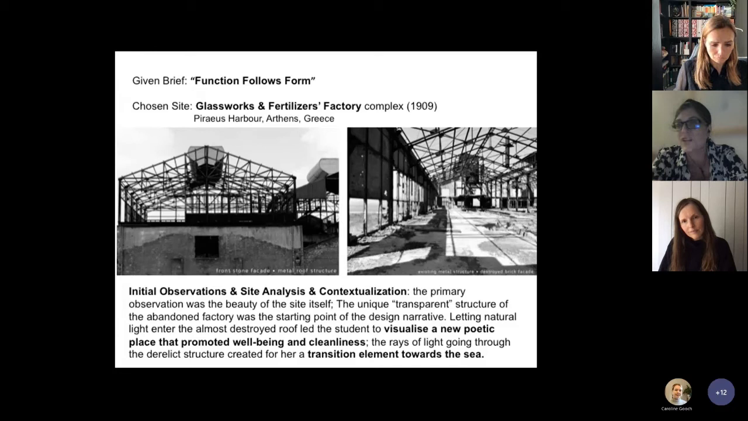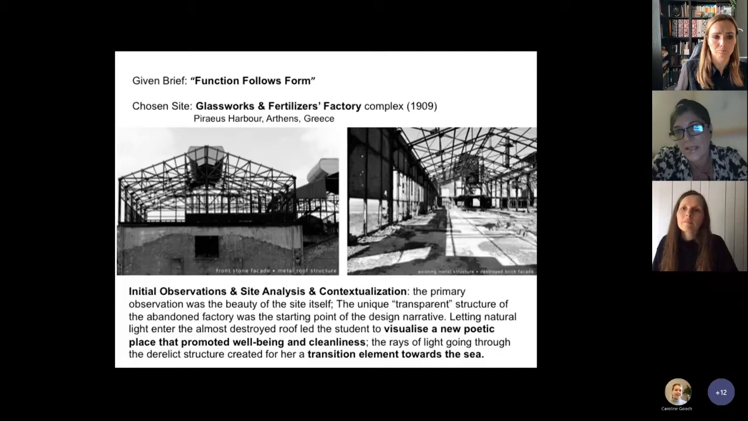The brief was function follows form. It's a brief that the OBU postgraduate diploma uses. Many of you, if you're diploma students, might have come across this brief. And the chosen site is a 1909 glassworks and fertilizer factory complex located in Piraeus harbour in Athens. If you've ever been to the Greek islands via Athens, you've probably had to get a bus or train down to the harbour to start island hopping.